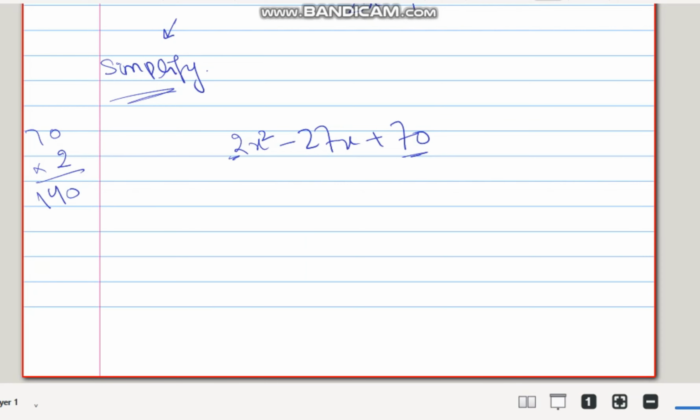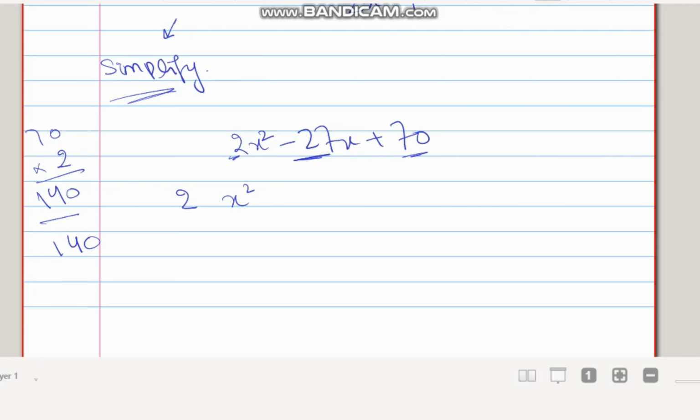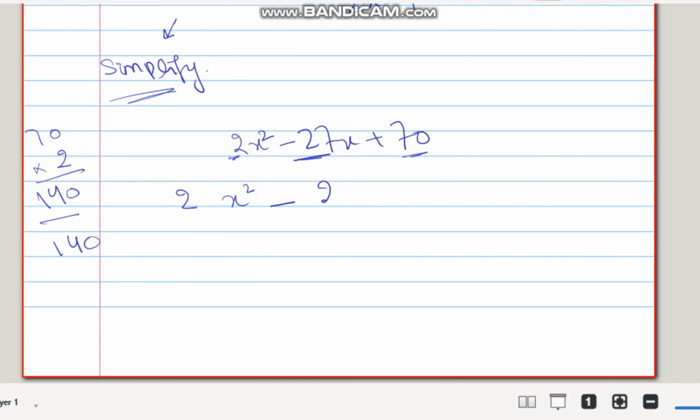So we have 140, and how to split 140? We want to get minus 27. Let me write it here in clear form. And let me save the file. Lecture number 26 is here, and I will save the file. Okay, minus 27x plus 70.